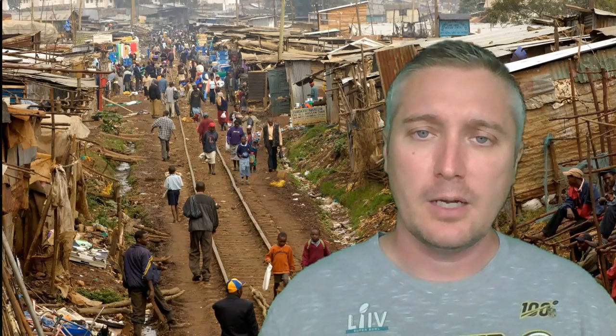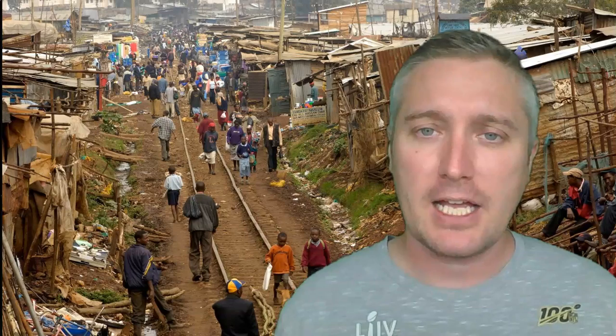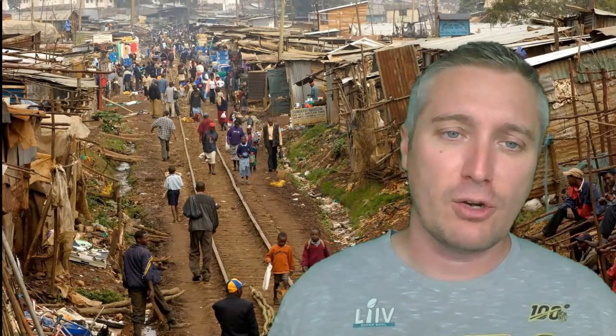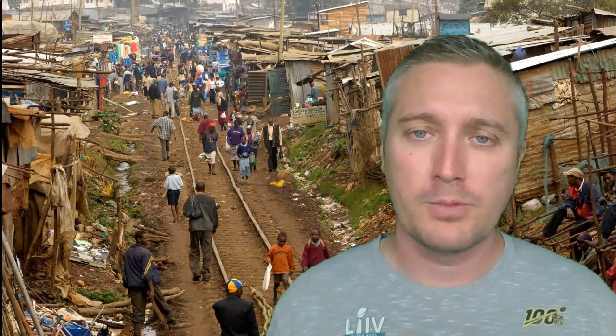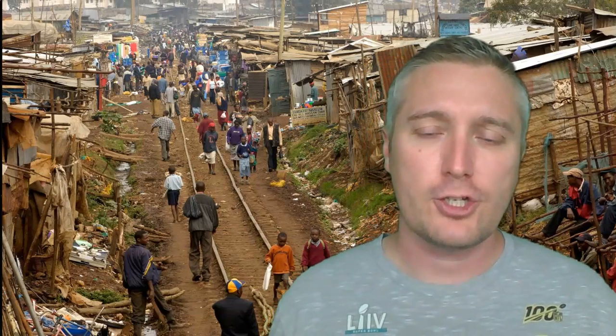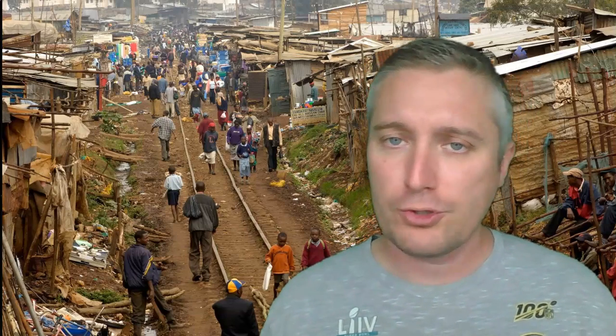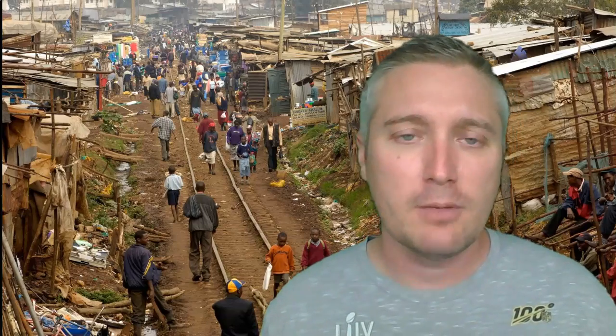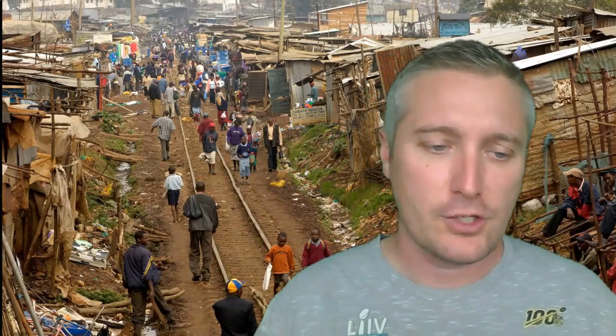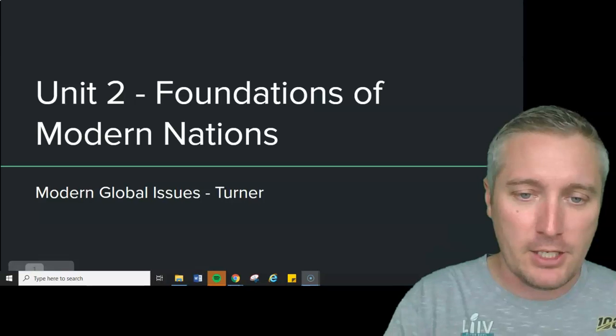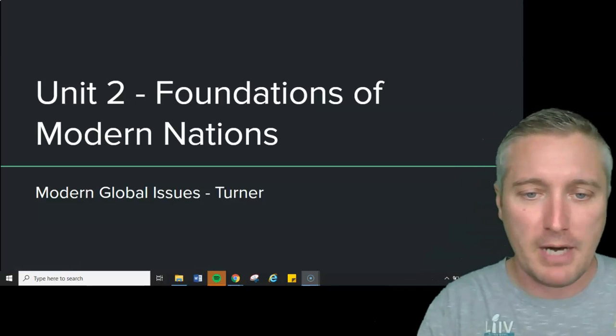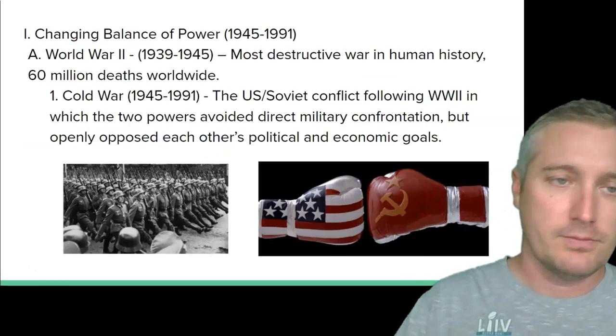We're going to see how the map of today has been created, and some of the different tensions that formed to lead to these new nations being formed, both cultural differences in religion, but also political strife as well. So let's go ahead and jump into our notes here. Foundations of Modern Nations. Oops, skipping ahead.